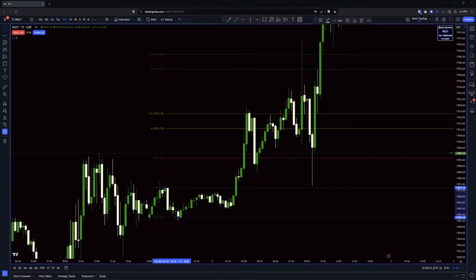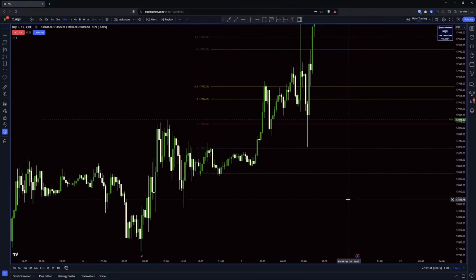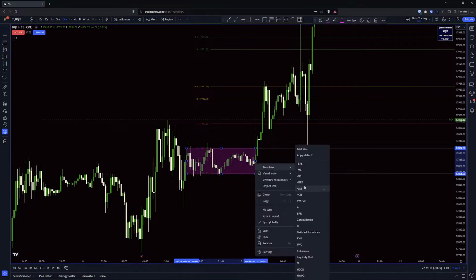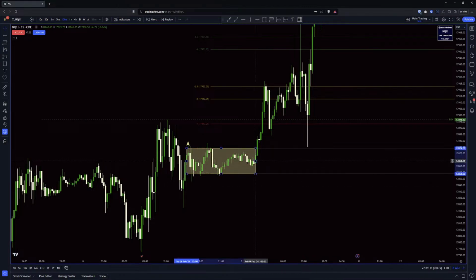So that hit on a -2. Now, the tricky part here is that we have an accumulation phase, right? So let's say this, we want to say this is the accumulation phase. And then we have a market structure shift, right? So if you get in here, it's not really a market structure shift because we're in a bullish accumulation phase, right?